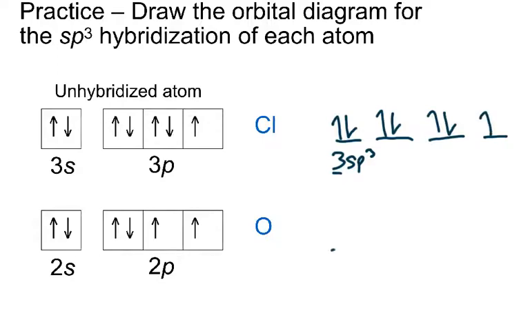Our oxygen here, again, we're forming 4 orbitals. These are called 2 sp3. Again, the quantum number goes out front. And we have 6 electrons, and lone pairs go in hybrid orbitals. So it's going to look like that.